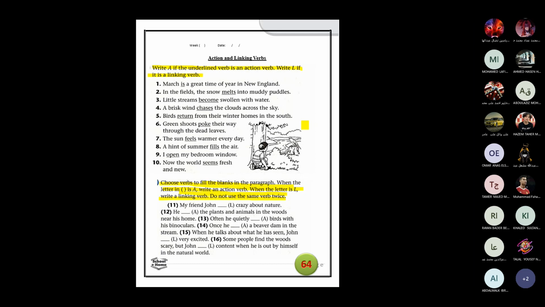Page 64. Solve page 64, guys, in your booklet.